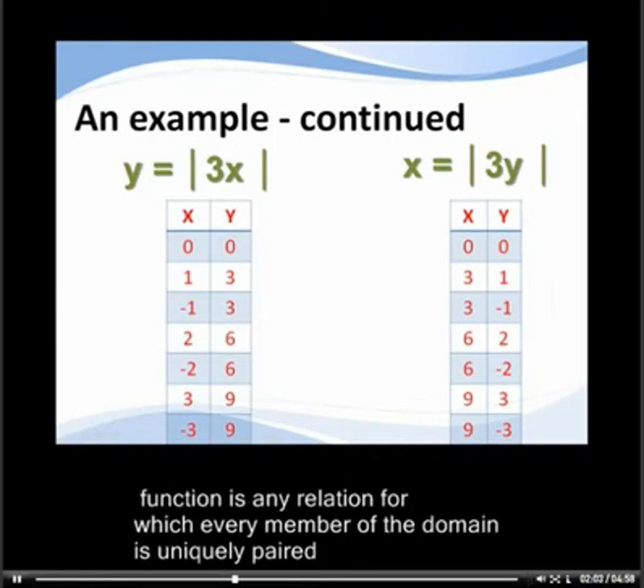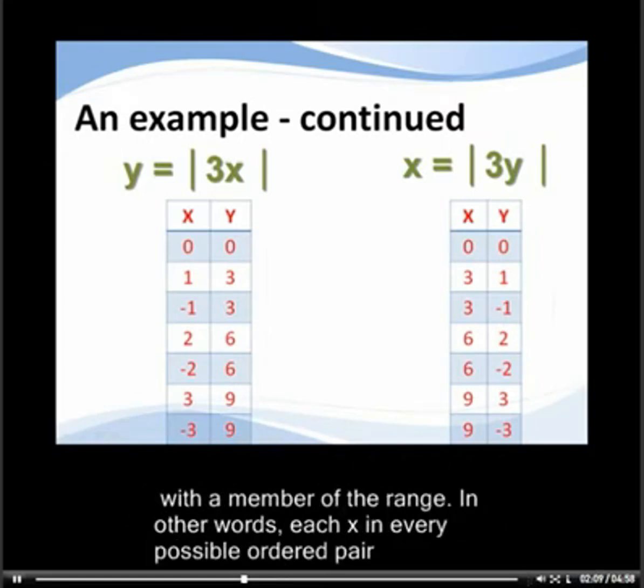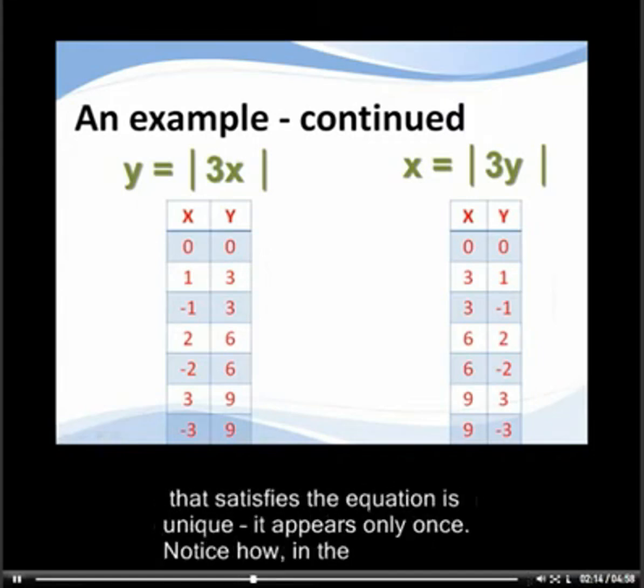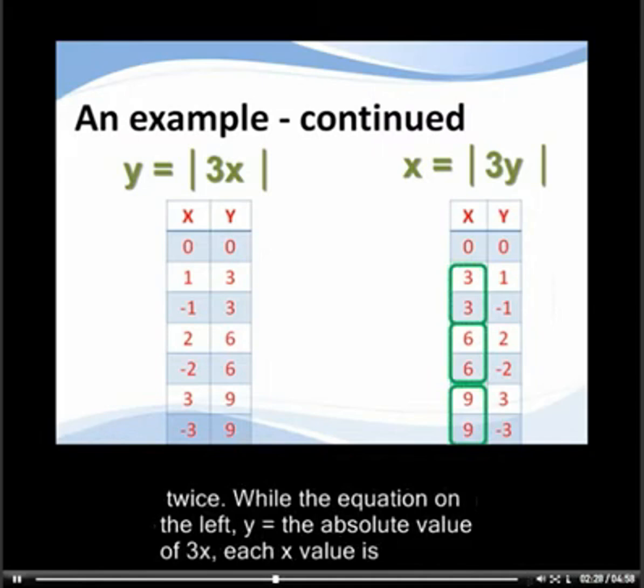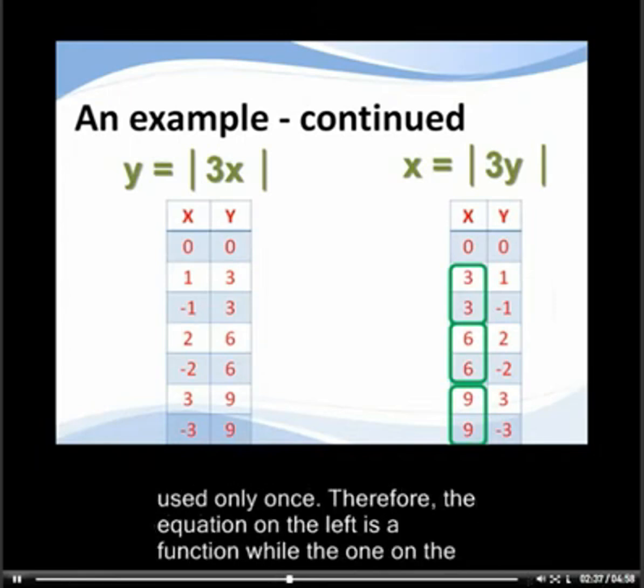A function is any relation for which every member of the domain is uniquely paired with a member of the range. In other words, each x in every possible ordered pair that satisfies the equation is unique. It appears only once. Notice how in the equation on the right, x is equal to the absolute value of 3y, we see values of x repeated twice. While in the equation on the left, y equals the absolute value of 3x, each x value is used only once. Therefore, the equation on the left is a function, while the one on the right is not.